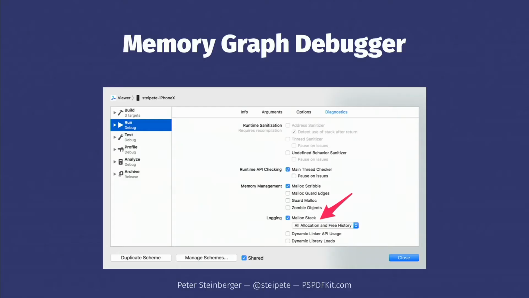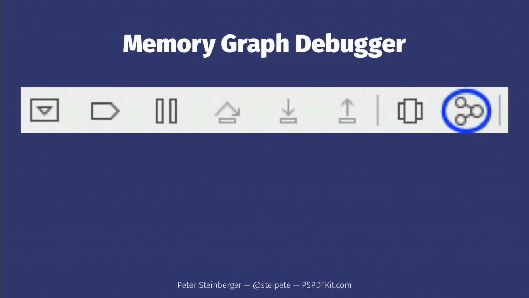Xcode 8 gave us an extremely convenient memory graph debugger. Before the memory graph debugger gets useful, enable malloc stack logging. You can switch here between live allocations and all allocations. The former is enough to find retain cycles, and the other one is a little bit slower, but covers all objects. And it hides under that button.